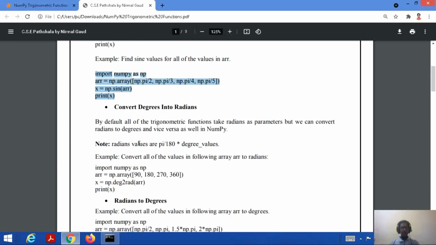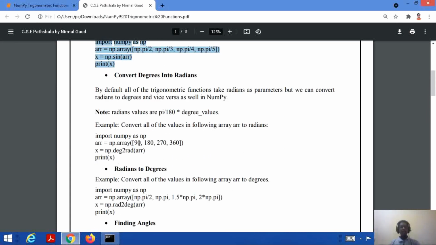Now, if you want to convert degrees into radians: by default all of the trigonometric functions take radians as a parameter, but if you want to convert radians to degrees and vice versa, it is very easy to perform in NumPy. As we know, there is a formula for this: radian equals pi by 180 into degrees, and degrees equals radian into 180 by pi. Let's consider one code and then we will understand.